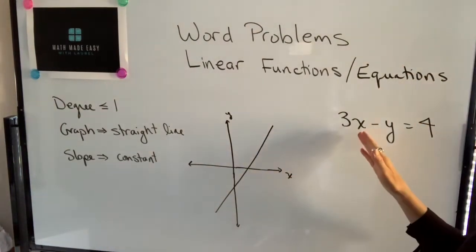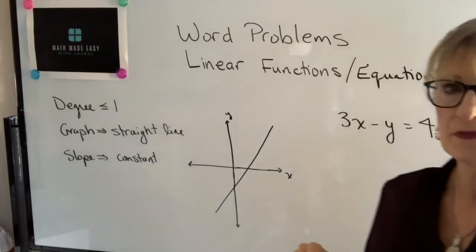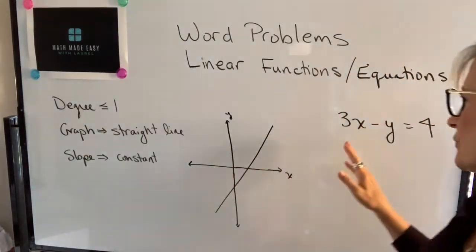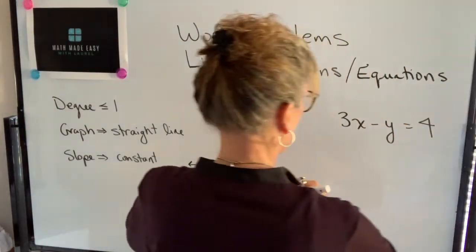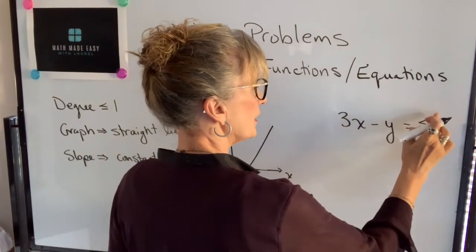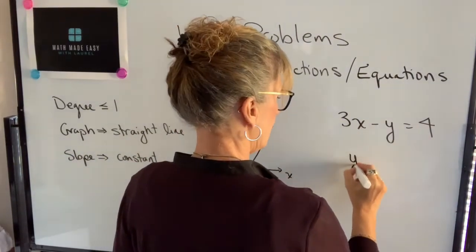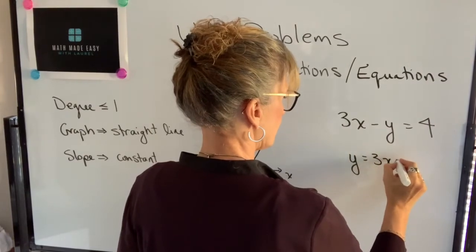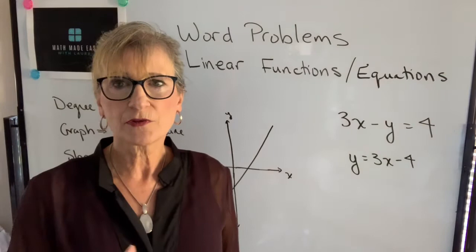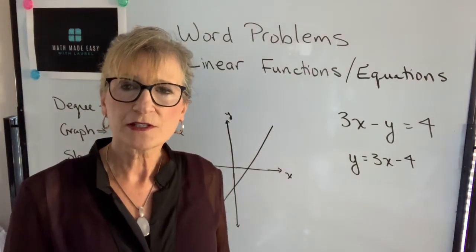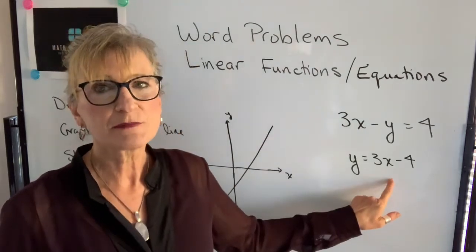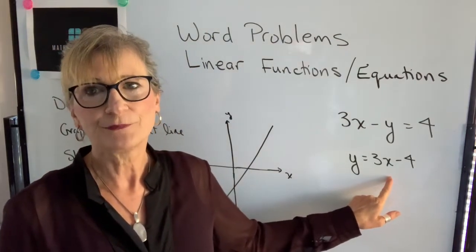And I can rearrange this. There's different forms to write linear functions. I would prefer to rearrange this to isolate the y. So I'm going to add a y to both sides, subtract a 4, and I will get y equals 3x minus 4. This is going to be something I'll talk about when I talk about the different forms of expressing the linear equation, but that's one I prefer. It gives me a lot of information, as you're going to see shortly.